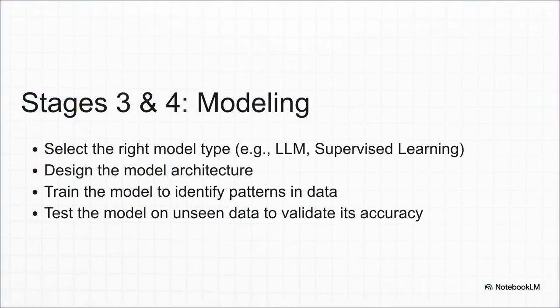All right, now we're getting to the technical heart of the whole process, actually designing, training, and testing the model. First, engineers have to pick the right type of model for the job. Is it going to be a large language model for text, or maybe a supervised learning model that learns from labeled examples? Once they've picked one, they design its architecture. Then comes the training. This is where they feed it all that clean data we just talked about, and the model starts identifying patterns. But you can't just trust it's working. After training, it's put through rigorous tests with brand new data it's never seen before. That's how you validate if it's actually accurate.